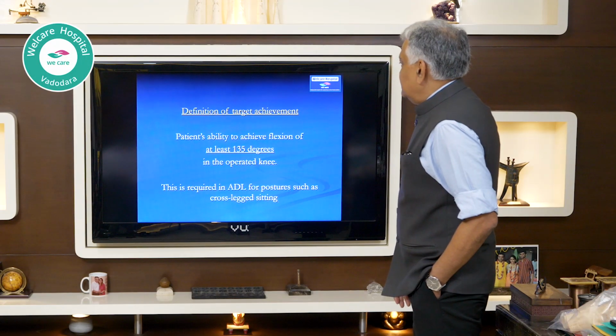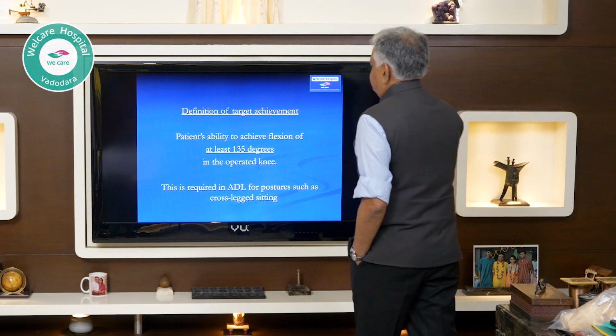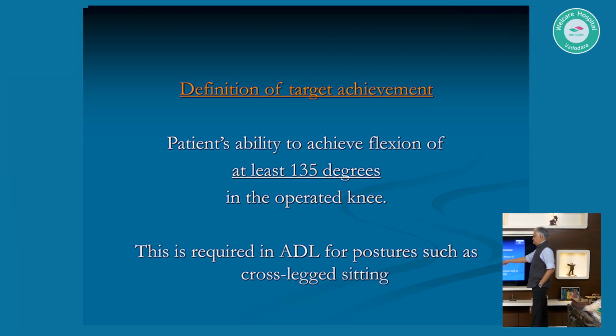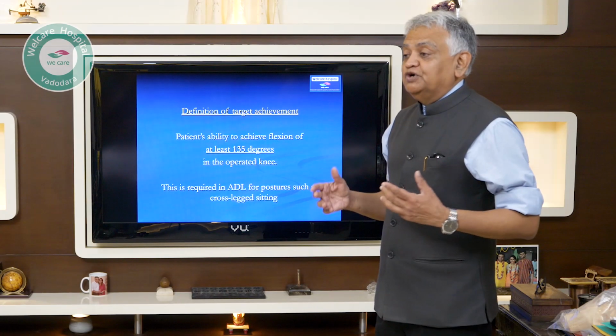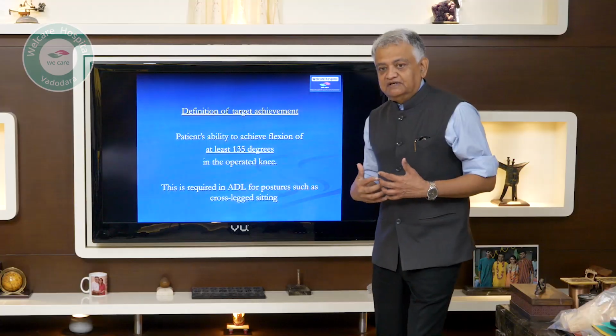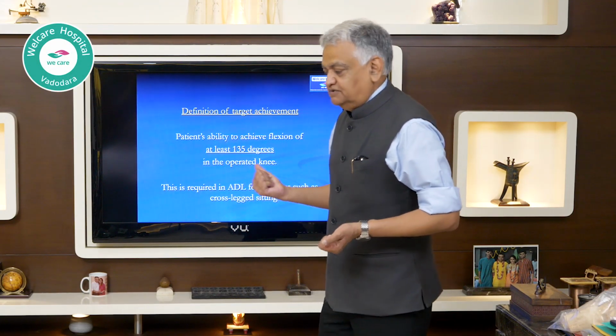Next, please. Definition of target: the patient's ability to achieve flexion of at least 135 degrees in the operated knee, and this is required for ADL, activities of daily living such as cross-leg sitting. And this I had published earlier because when I came back home and started focusing on this high flexion thing, I realized that we keep on talking about cross-leg sitting, but nobody has defined in the literature what is cross-leg sitting in actual medical terms. Next please.